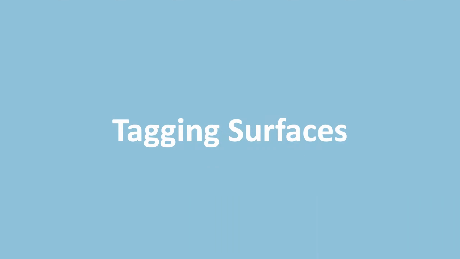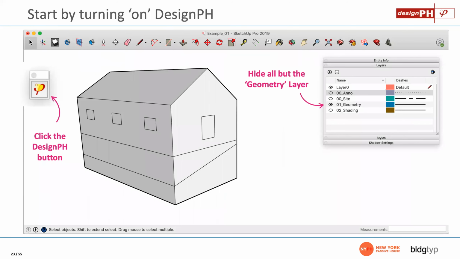All right, so once we have this model, once we have all of our geometry built into our 3D model, what do we do with it? How do we actually turn it into an intelligent model? How do we start to build out or tag elements of that model? And this is where we start to build out our building information model, which is going to flow into our energy model. So the first thing we have to do here is turn on DesignPH.